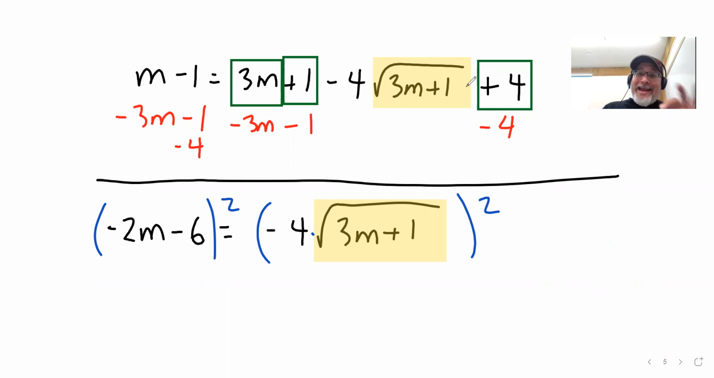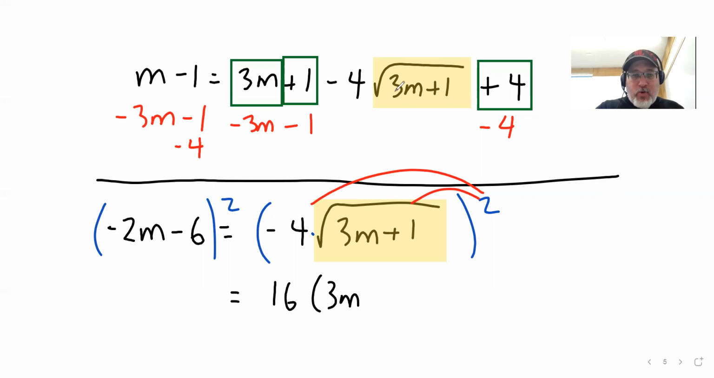So I can distribute the square across this multiplication, which is great because I can square the -4, I can square the square root, everything's going to be fine. All right, so let's do that. When you square -4, you get +16. And when you square the square root, it cancels, leaving a 3m plus 1. Notice I left parentheses around it because the 4 was multiplied across it, and the 16 is going to get multiplied across it as well.